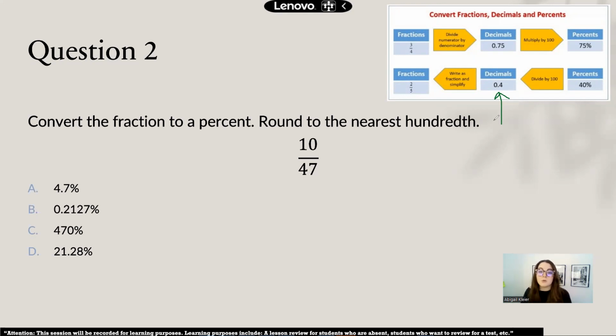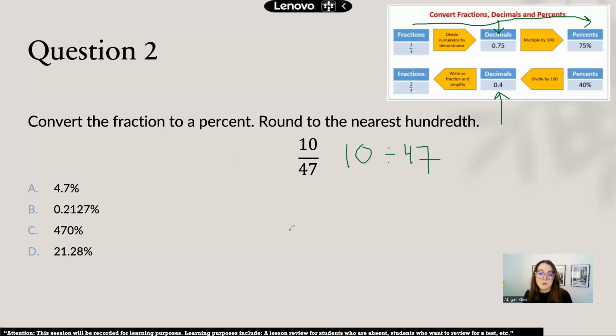If we're trying to go from a fraction to a percent, you're going to have to stop right here in the middle first at decimals. So let's first convert this to a decimal, then we can work on converting it to a percent. To convert this fraction, I simply divide my numerator by my denominator. This may look super complicated, but don't forget you have access to your calculator for every question in math this year. So go ahead in your calculator and divide 10 divided by 47.